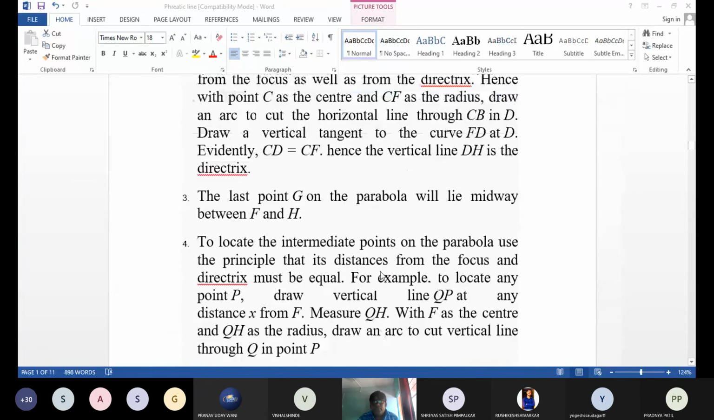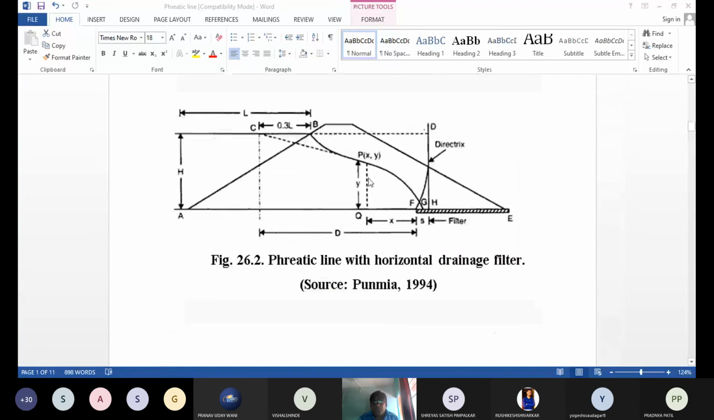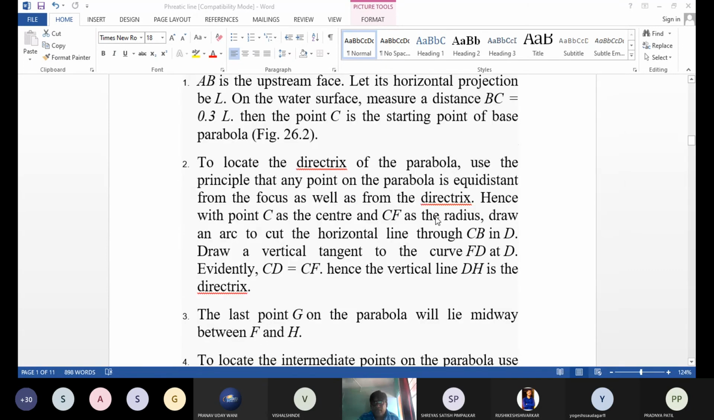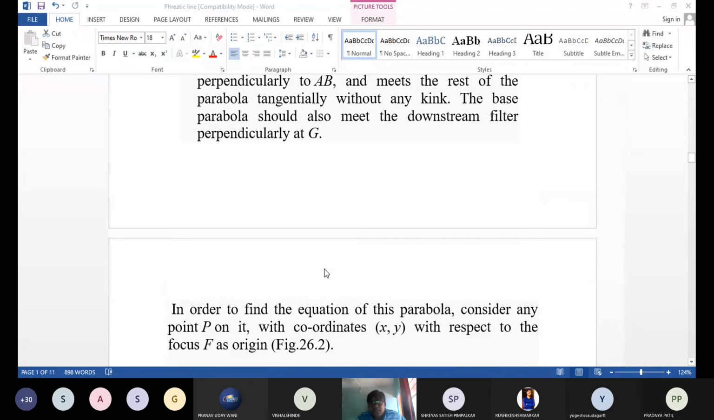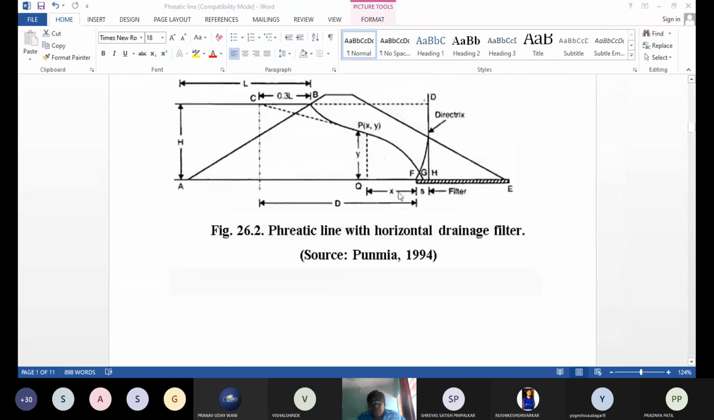Of course, PF is equal to QH is nothing but, you see, P to the F, that is the focus. Any point located on the phreatic line should be at equal distance from the focus and the directrix. So PF is equal to QH, square root of x square plus y square. QH is nothing but QF plus FH.